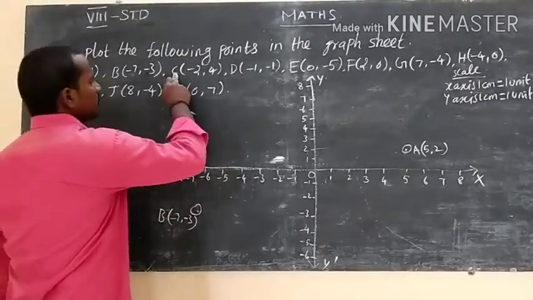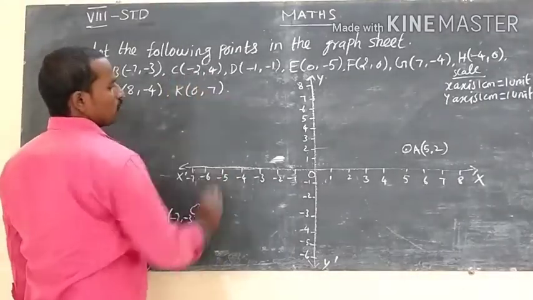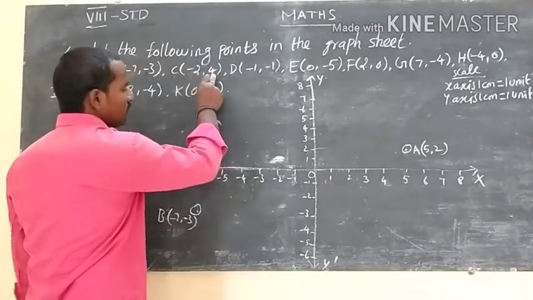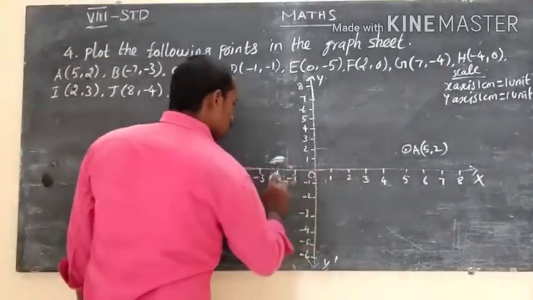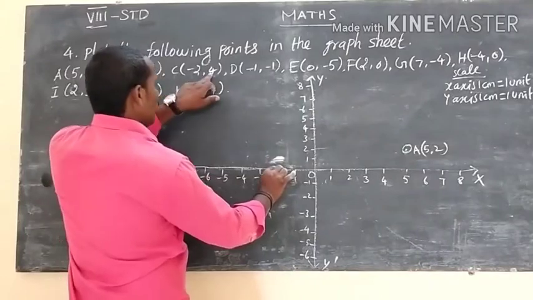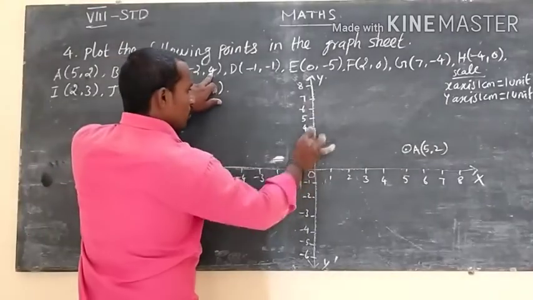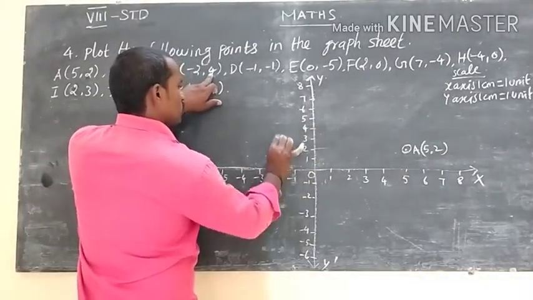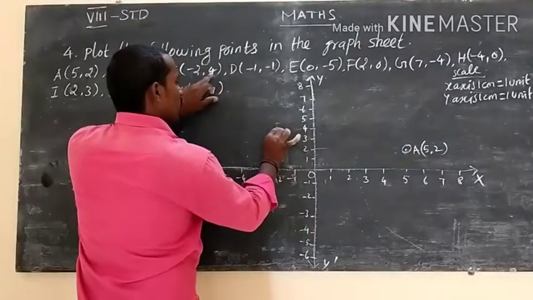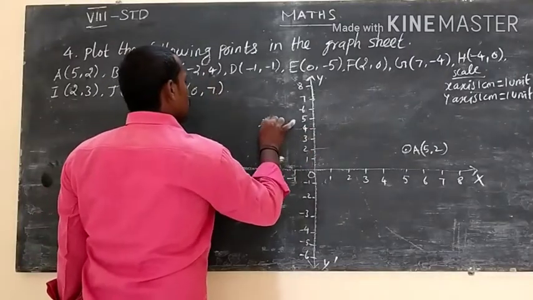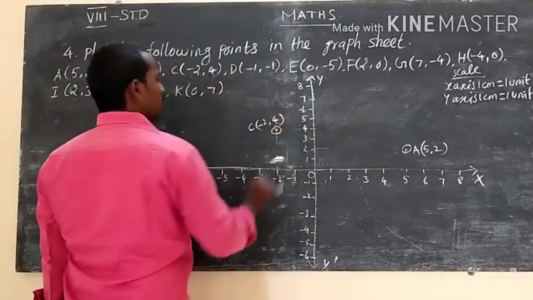Then C, minus 2 comma 4. X is minus 2, y is 4. Mark x is equal to minus 2, then y is equal to 4. So the lines meet here, at minus 2 comma 4. This is the point C.